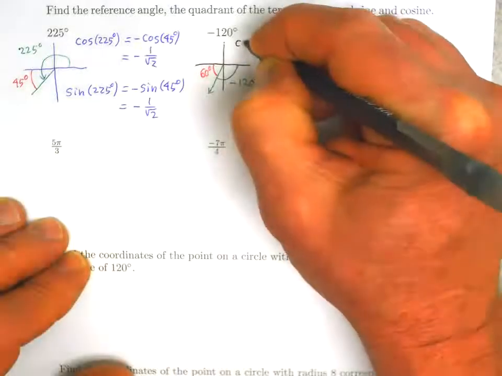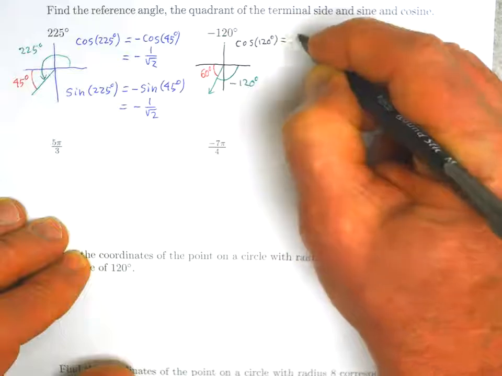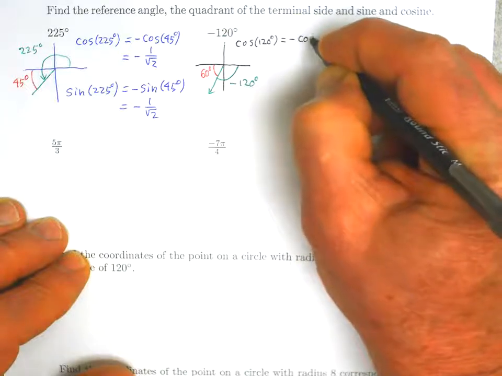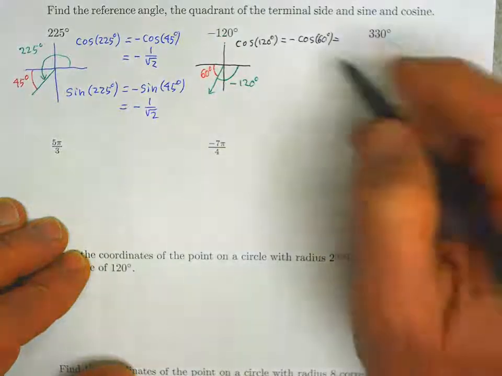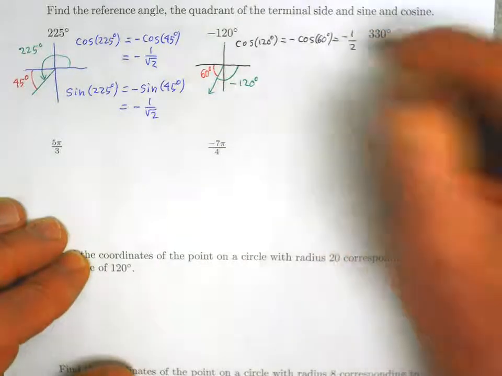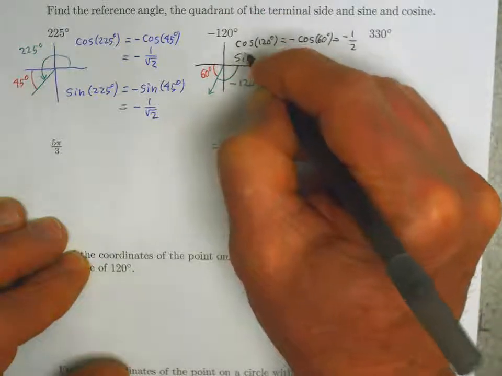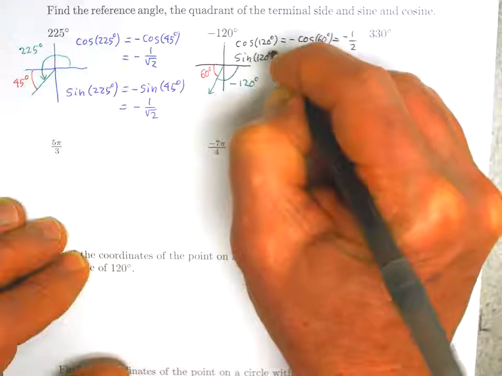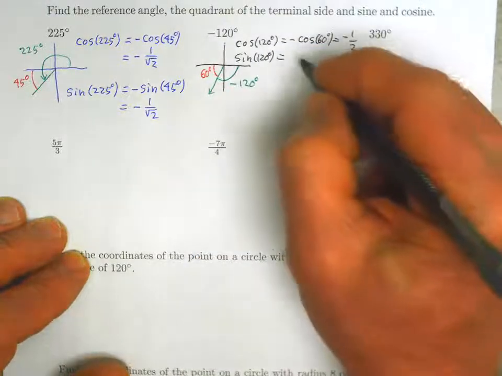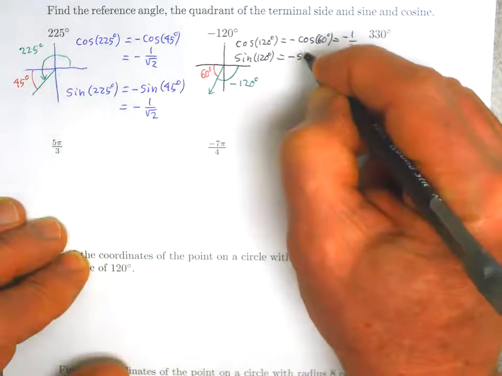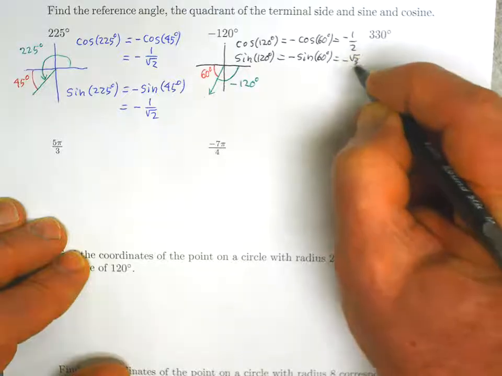Okay, so cosine of negative 120 is equal to the negative of cosine of 60. Cosine of 60 is 1/2, so we get negative 1/2 for cosine of negative 120. And then sine of negative 120, in the third quadrant, sine is also negative. So this is the negative of sine of 60. So negative square root of 3 over 2.